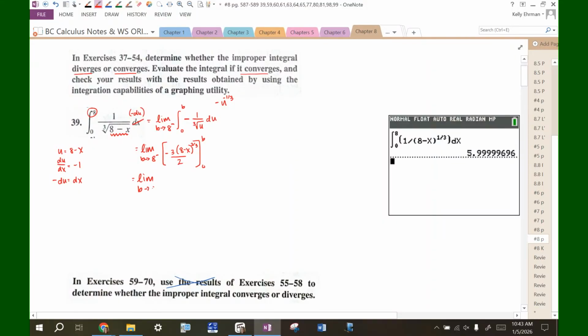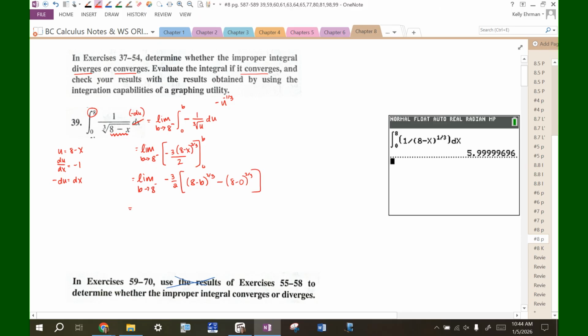So the limit as b approaches 8 from the left of, we can take out the negative 3 over 2 out here. And then I'm just plugging into 8 minus x to the 2/3. I don't know if that's going to make it easier or not. Let's see. So 8 minus b to the 2/3 minus, I feel like I'm going to mess myself up with that. I already took out the minus 3/2. Okay, so minus 8 minus 0 to the 2/3. You don't have to factor the negative 3/2 out. You could leave it in there.